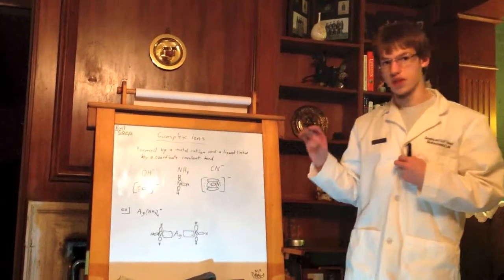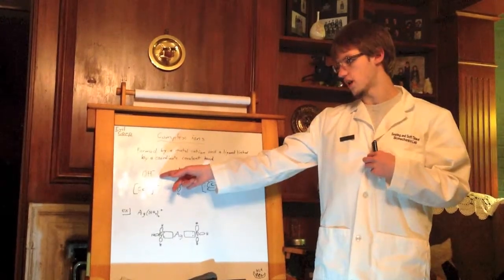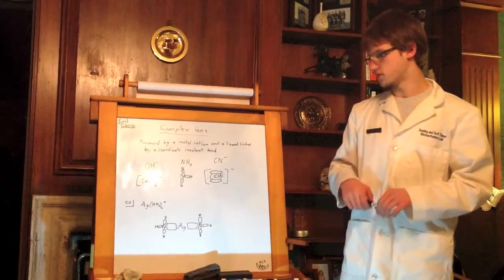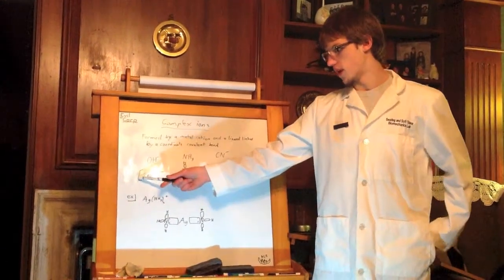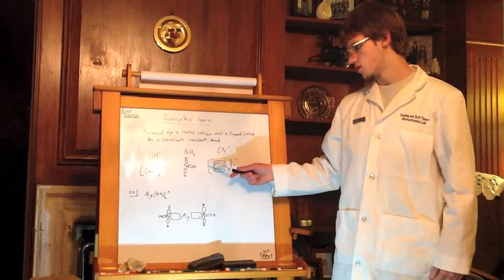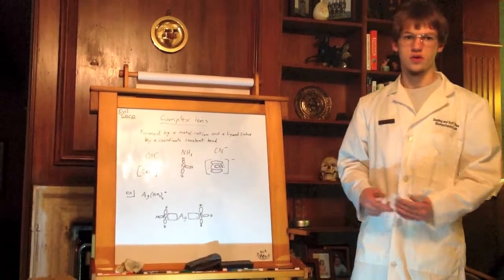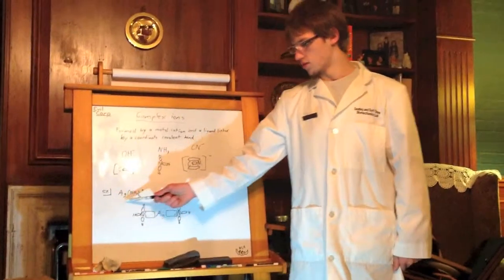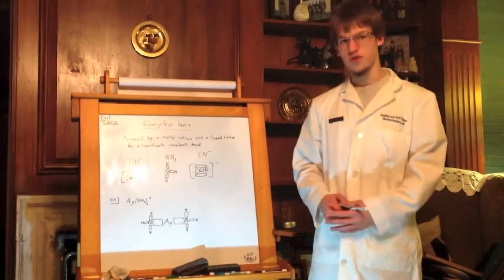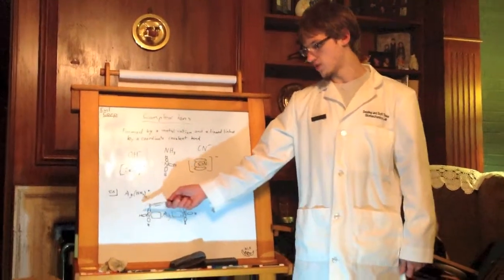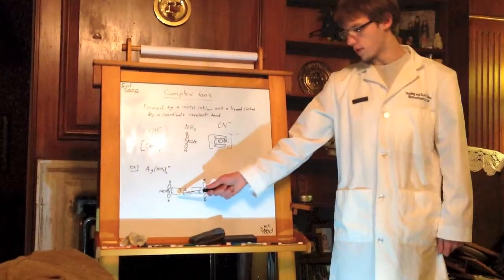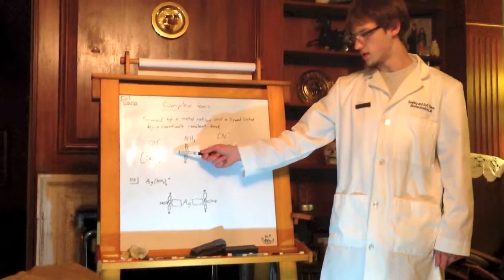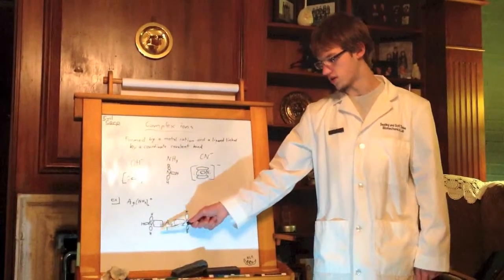The three most common ligands are hydroxide ions, ammonia, and cyanide ions, since they have pairs of free electrons that can be used for the coordinate covalent bond. For example, we had silver ammonia as an earlier example, and it forms coordinate covalent bonds with the two ammonia, since they have these free pairs of electrons.